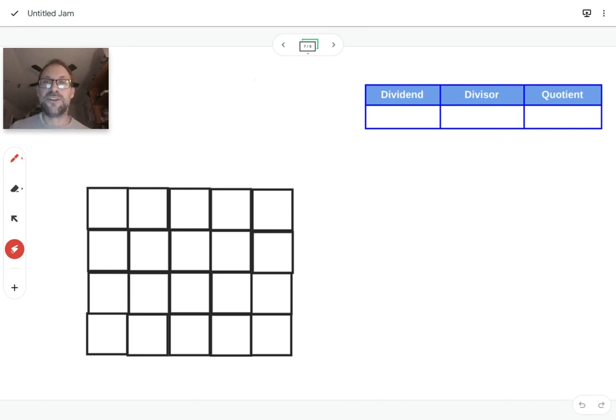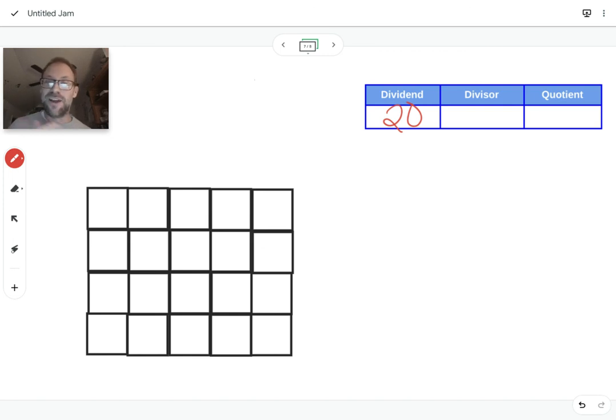All right, here's our last problem. We are going to find another way to divide this same dividend. What was the dividend? It was 20. We're starting with 20. How else could we break 20 up into equal size groups? Write down your divisor, and I'll meet you back on the other side, and we'll compare answers.